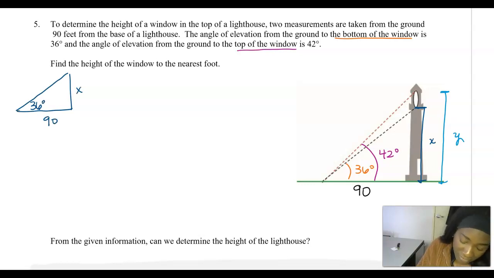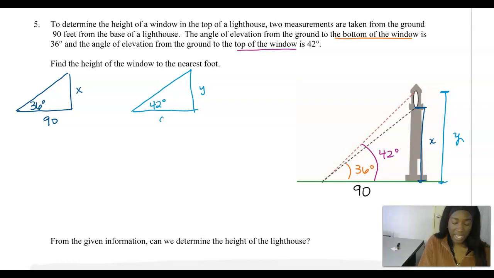It still has a base of 90. And we're also working with the larger triangle that has the 42 degree angle. The opposite side is y, and it still has a base of 90. So we're going to have to go find x and y.